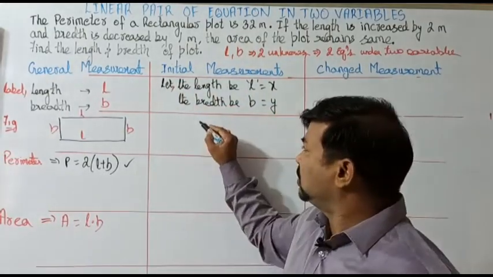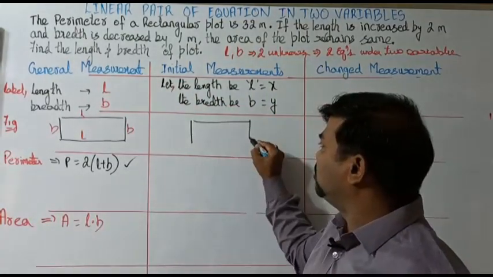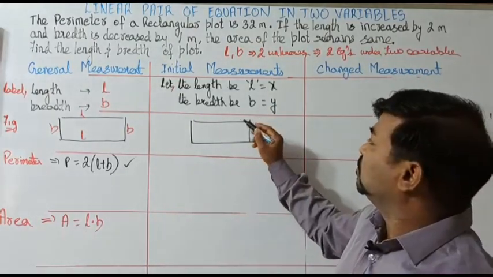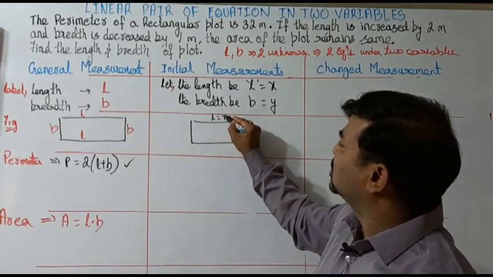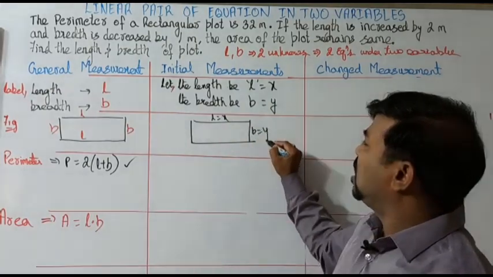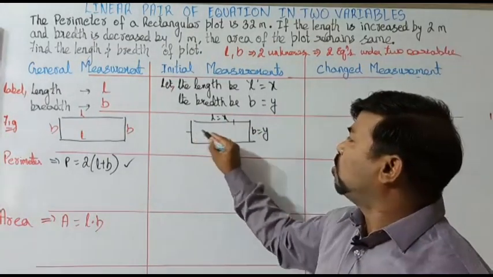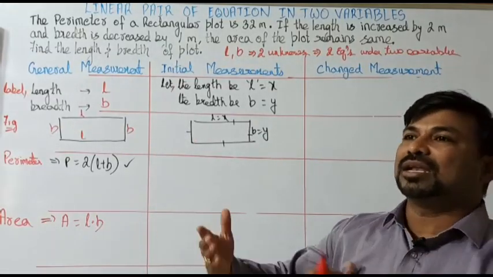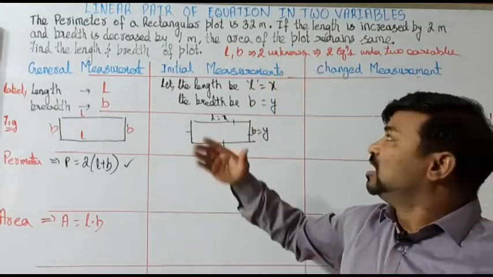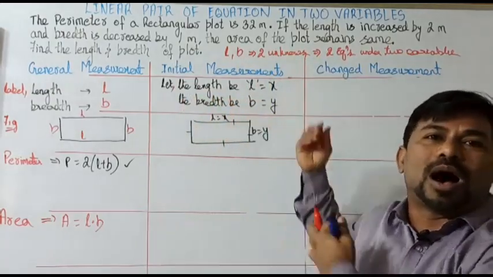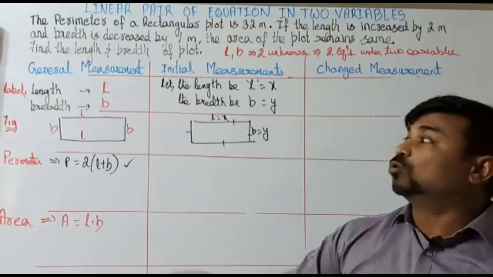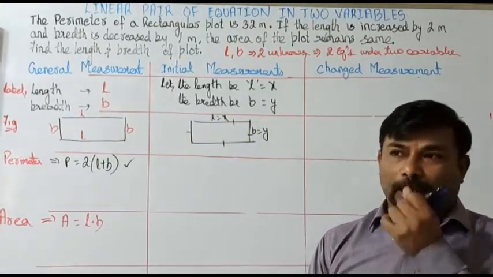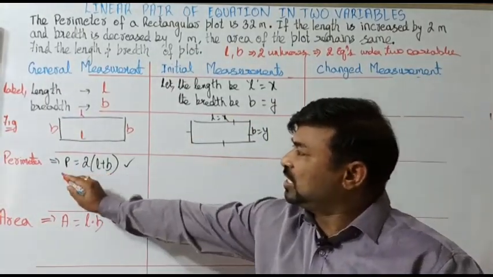Now, if you go to the measurement of the geometrical shape, what is the length we are talking about here? It's nothing but the length equals x and the breadth equals y. Of course, we know opposite sides are equal. So how are we going to start the sum? Let the length of the rectangle be x. Let the breadth of the rectangle be y. And this is the figure we are going to draw. Okay.